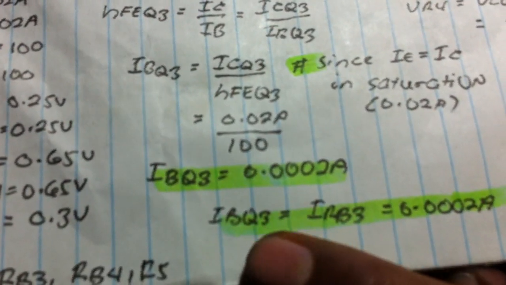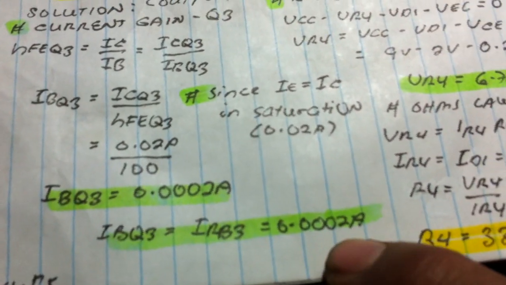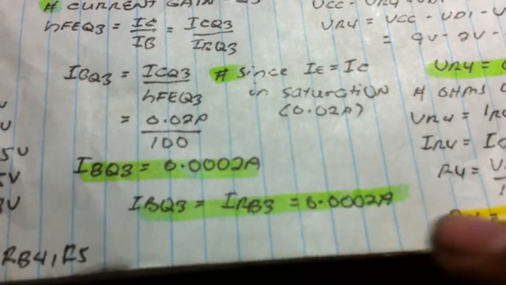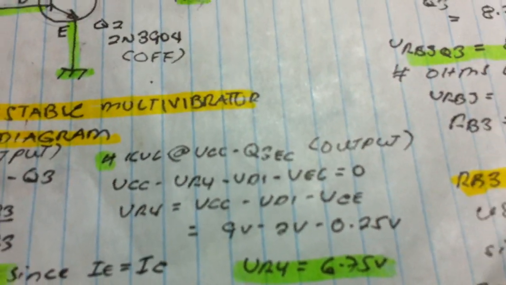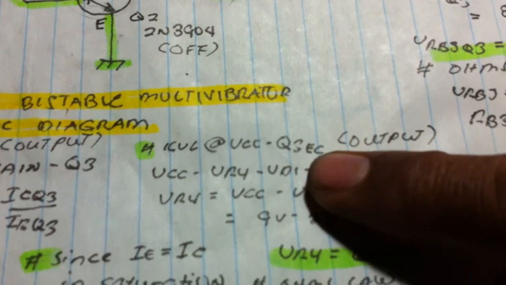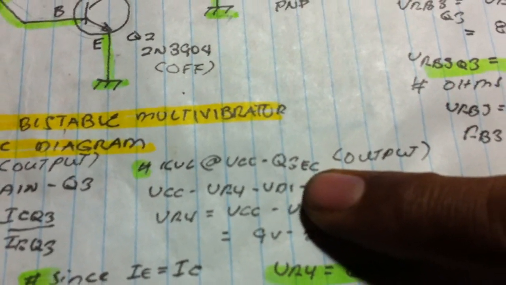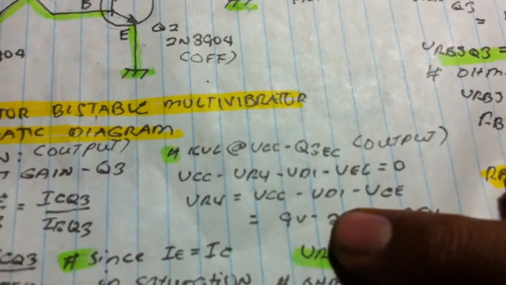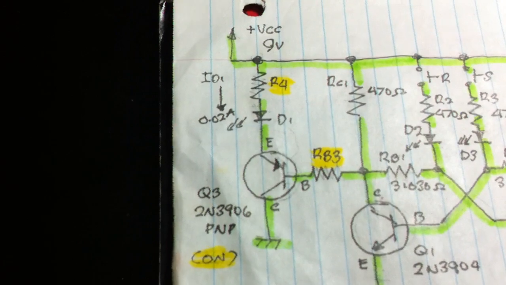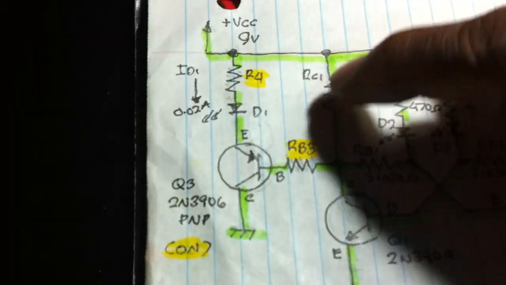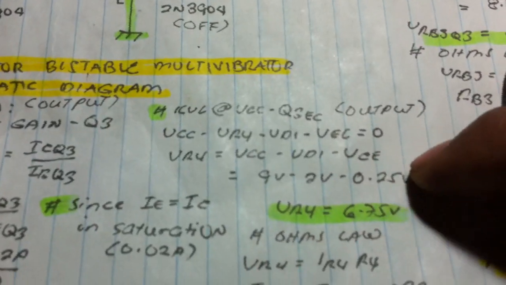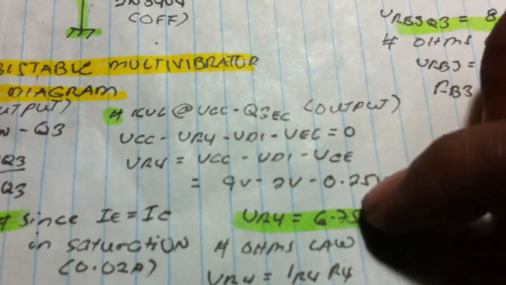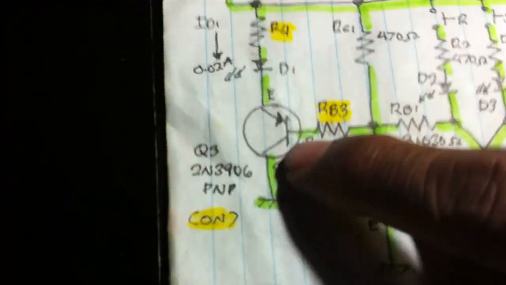That is the required load current to turn on the LED. Using HFP, we now get the base current at RB3, which is equal to the current at transistor Q3. So we now know the base current using the current gain, and now at the output side, VCC to VR4, VD1, VCC minus VR4 minus VD1 minus collector to emitter or emitter to collector. That is the second KVL of the output. Using the KVL there, we get 6.75 volts.